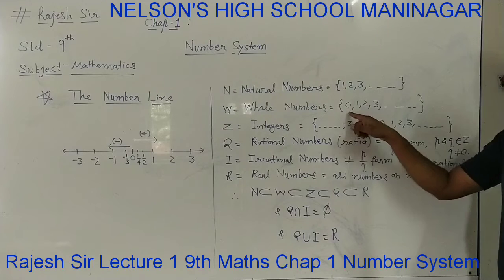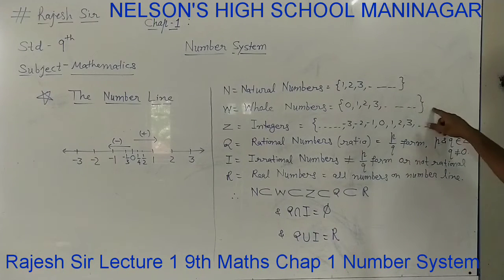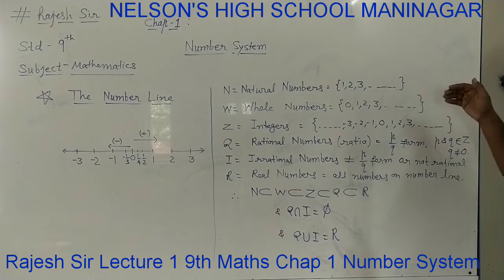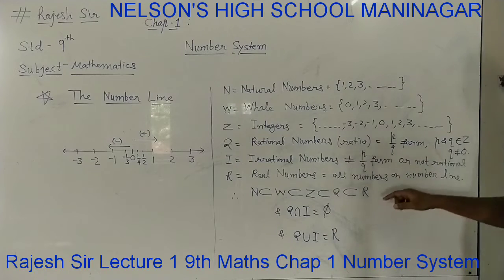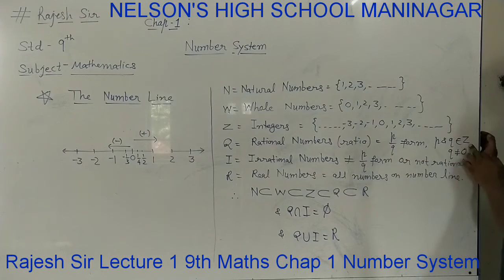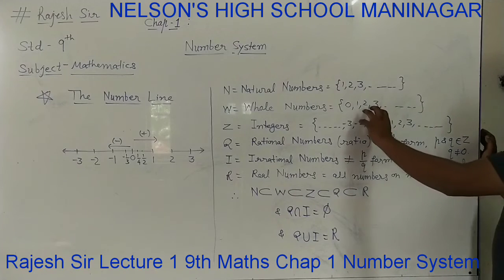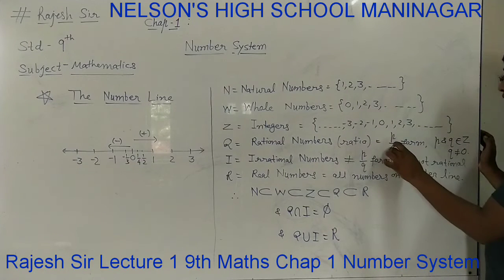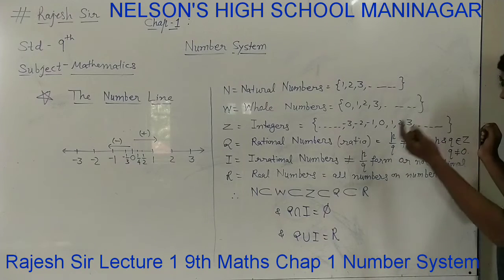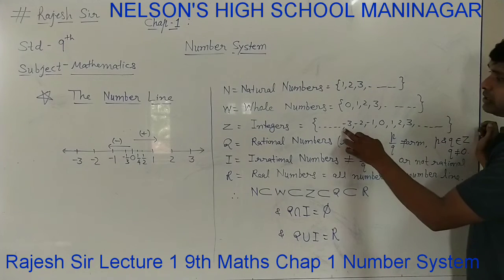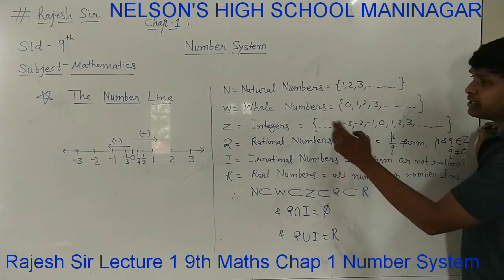See, all the elements of W, 0, 1, 2, 3, are in Z, 0, 1, 2, 3. Sorry, every element of W comes in Z, so you can say W is a subset of Z. Now every rational number is also, you can say, P and Q belong to Z here. So every number of Z comes in this P upon Q form. If you think that way, like minus 3 is an integer as well as rational also.